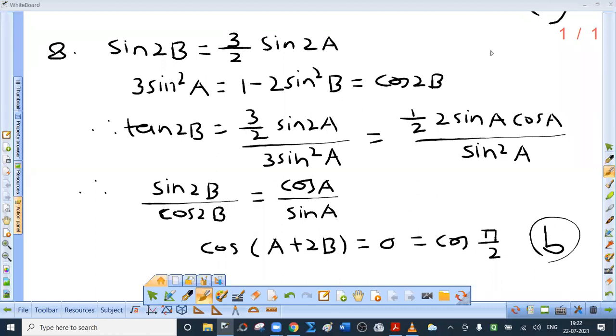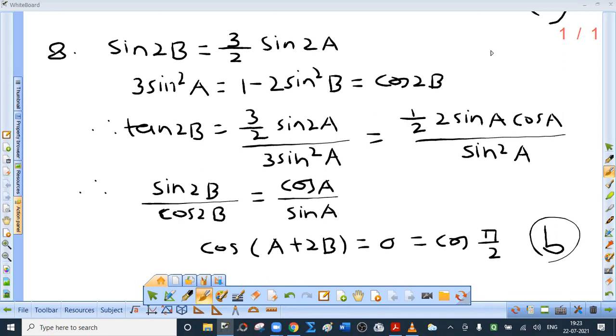Sum number 8 is again a good one. They say A and B lie in first quadrant and they satisfy the relation 3 sine square A plus 2 sine square B equal to 1 and 3 sine 2A minus 2 sine 2B equal to 0. Then A plus 2B is equal to what?